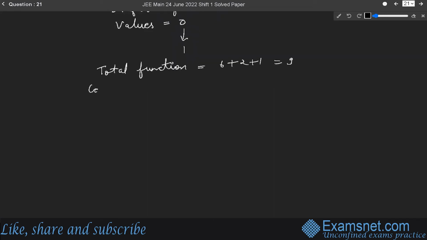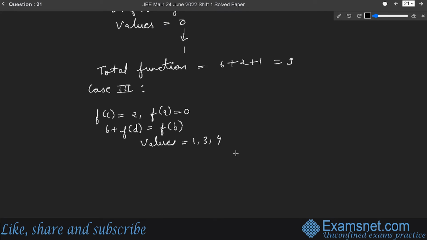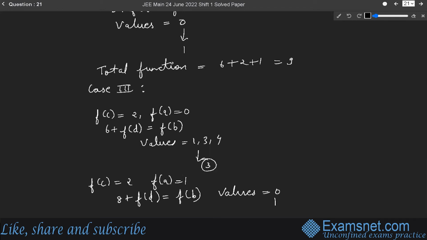Now, again talking about case third. We have already seen case 1 and case 2. Now looking forward to case third, when f(c) will be equal to 2 and f(a) will be equal to 0, then we can say that 6 plus f(d) will be equal to f(b). The possible values here are 1, 3 and 4. So possible functions are 3. Similarly, when f(c) is equal to 2 and f(a) is equal to 1, then 8 plus f(d) is equal to f(b). So possible value for this condition is 0 and function will be 1.